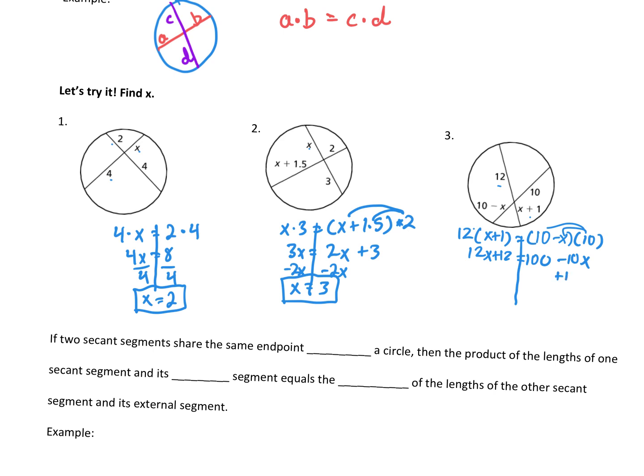We're going to simplify by adding 10x to both sides. This gives me 22x plus 12 equals 100. Subtract 12. 22x is then 88. If I divide by 22 on both sides, x then is 4.